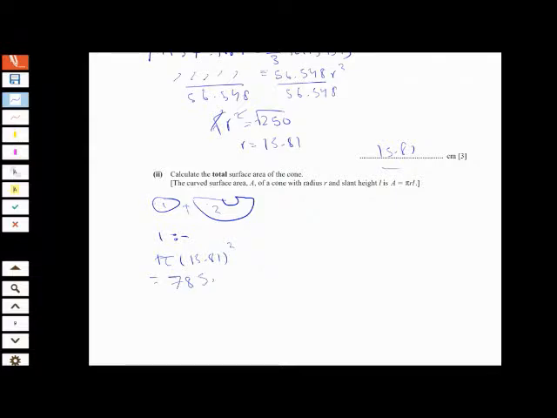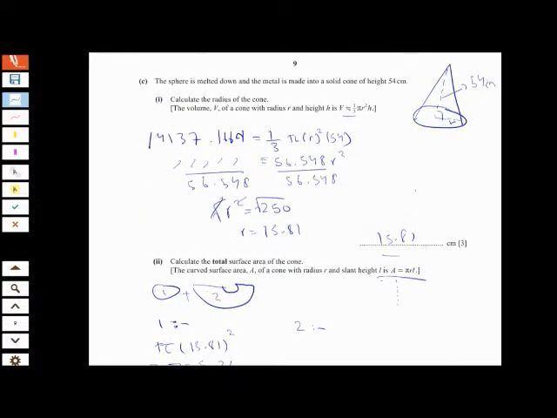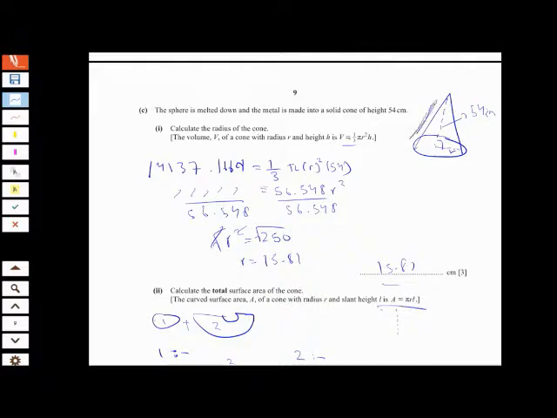And now for number 2, which is the curved surface area. They gave you the equation for the curved surface area, right? But first we need to find L, which is the slant height. How would we do that? It's basically a triangle. If you look at it, it's like this. We know that the height is 54, and we know that the radius is 15.81.